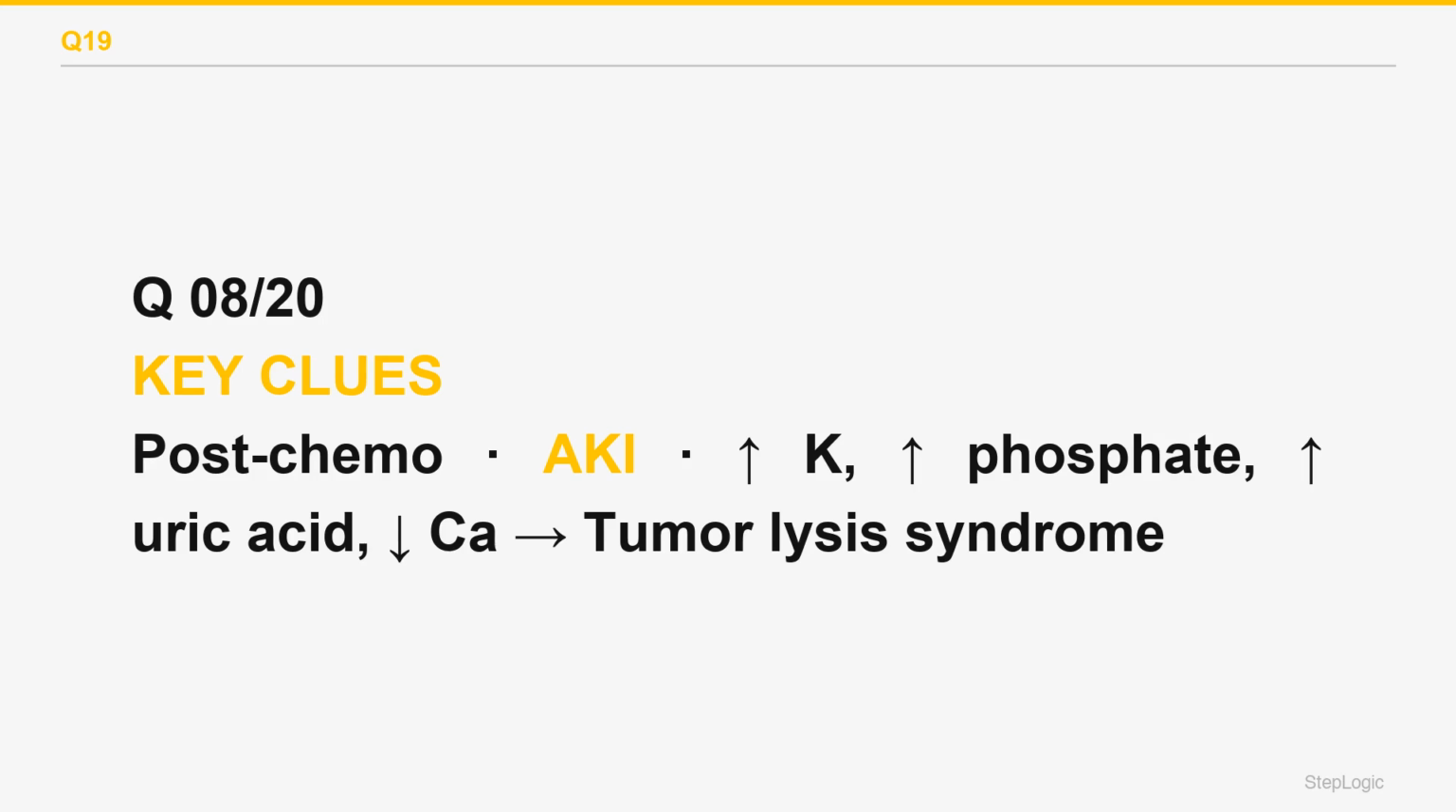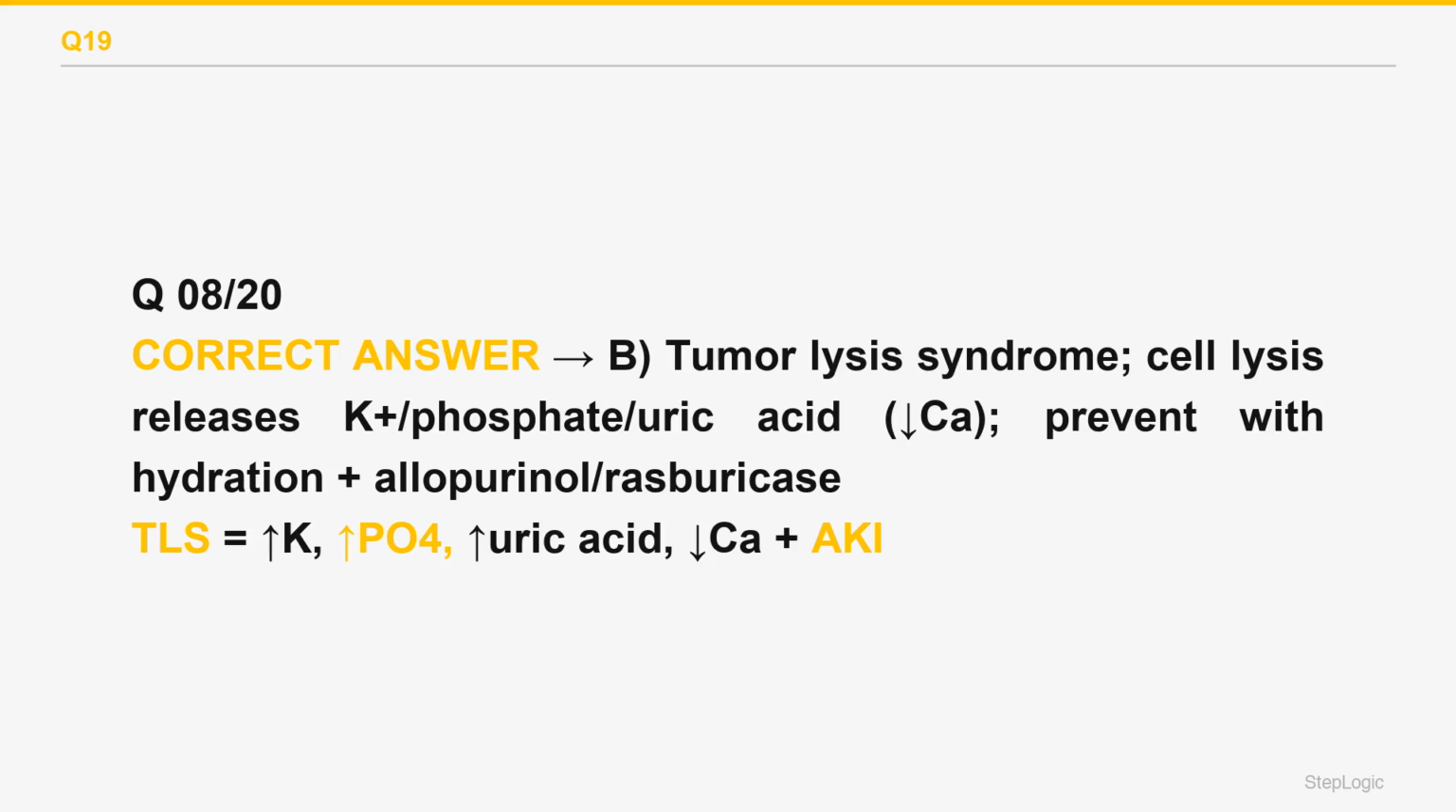The high phosphate binds calcium, causing hypocalcemia. The uric acid and calcium phosphate precipitate in the renal tubules, causing acute kidney injury. The correct answer is B.